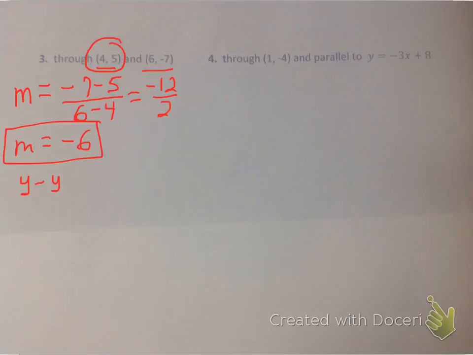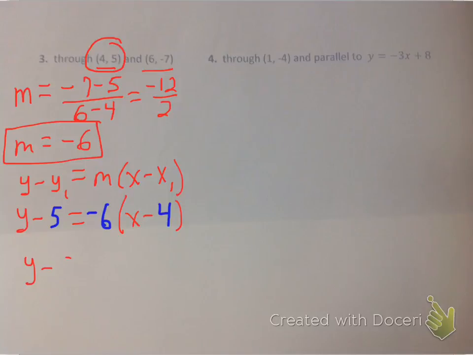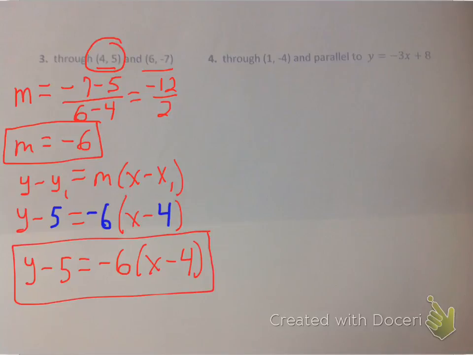So y minus y1 equals m times (x minus x1). Alright, so we're going to plug in. So it's going to go y minus, in this case my y1 was 5, equals my slope, which we just found, which was negative 6. And that's going to be x minus, and my x1 in this case is going to be 4. So now we've got them plugged in. Clean up any signs. It doesn't look like there's any signs to clean up, so it's just going to be y minus 5 equals negative 6 times (x minus 4). And that is your answer in point-slope form.